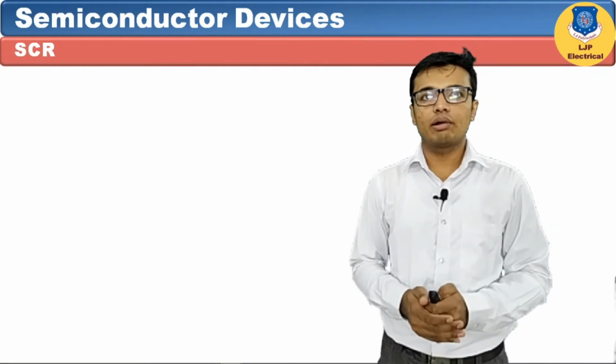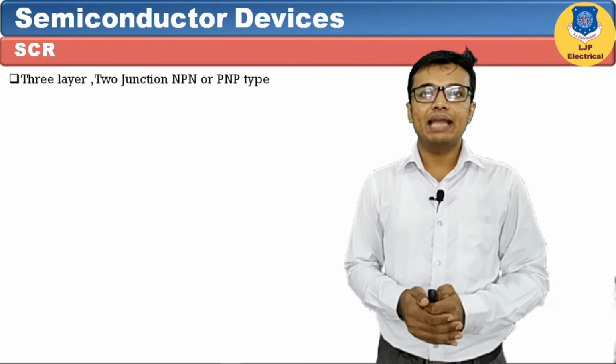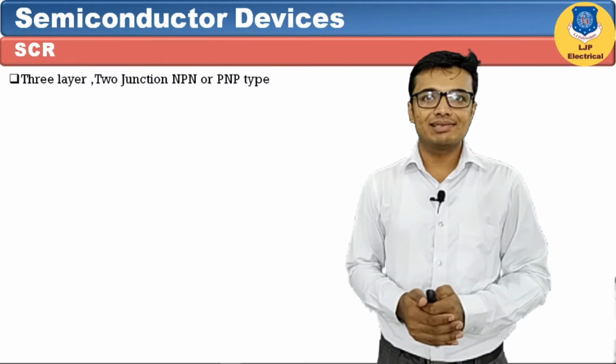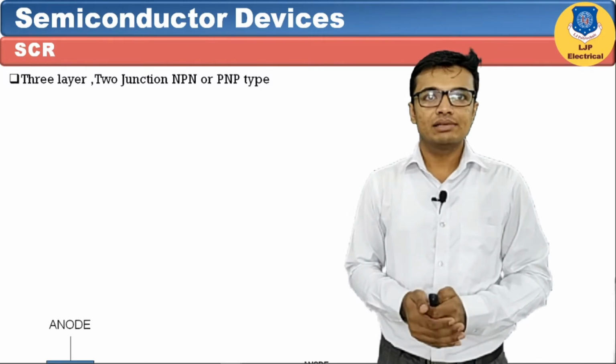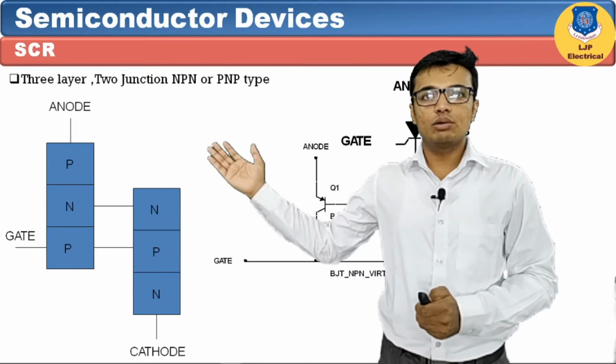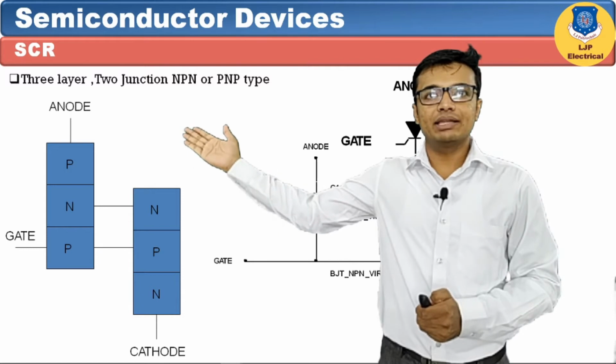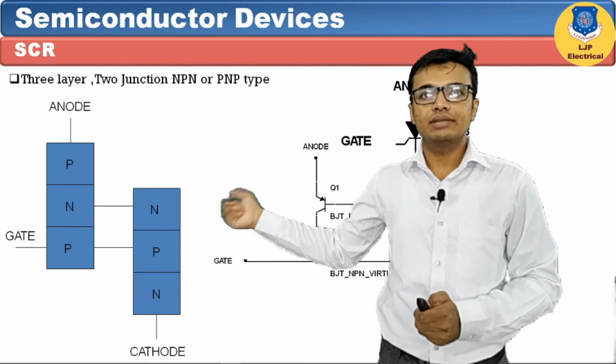SCR means silicon controlled rectifier. It has three layers, two junctions, and it has an NPN and a PNP transistor inside the SCR. So this is the construction diagram of SCR. It has two transistors, that is PNP type and NPN type. It has three terminals, that is anode, gate and cathode.